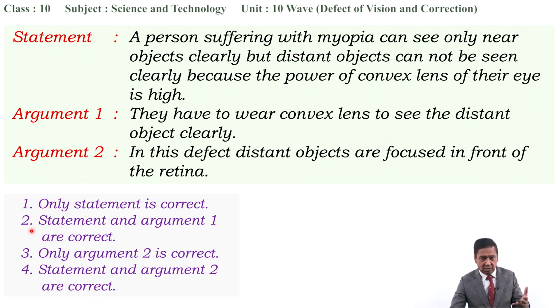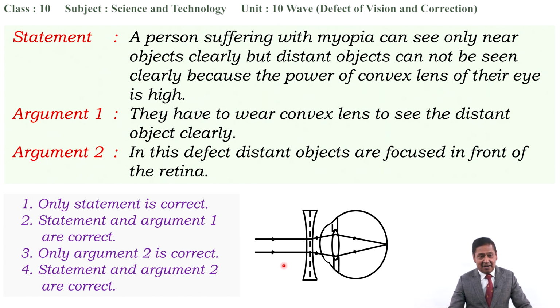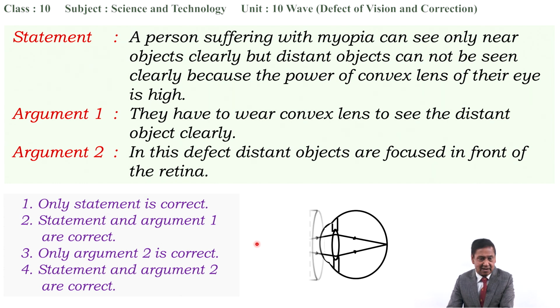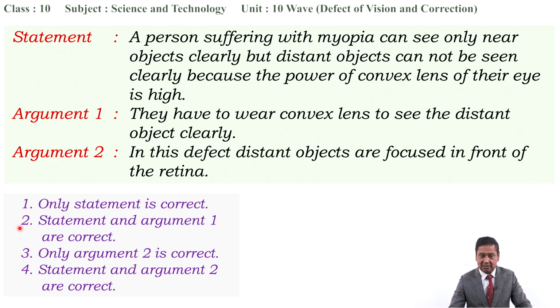But let's go to the second. Statement and argument 1 is correct. The statement is correct, we know. Argument 1, they have to wear a convex lens to see the distant object clearly. Is it? Let's have the correction. We corrected like this, isn't it? Previously I taught like this. Here a concave lens is used. How to use a convex lens? This is not correct. Argument 1 is incorrect. That's why we have to drop it. This option number 2 is dropped. It is an incorrect option. Okay. Till now 1 exists but 2 is incorrect.